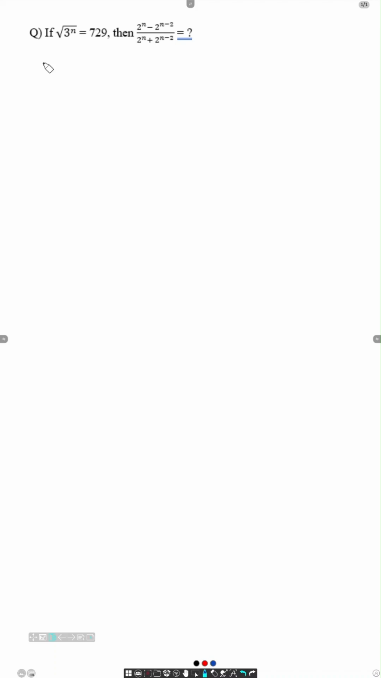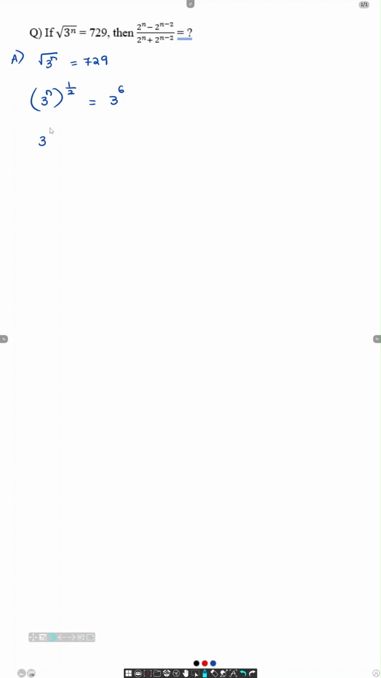Now, given that the square root of 3 power n is 729, how do we solve this? We can write this as (3 power n) whole power 1 by 2. And 729 is nothing but 3 power 6. If you prime factorize it, you will get 729 as 3 power 6.